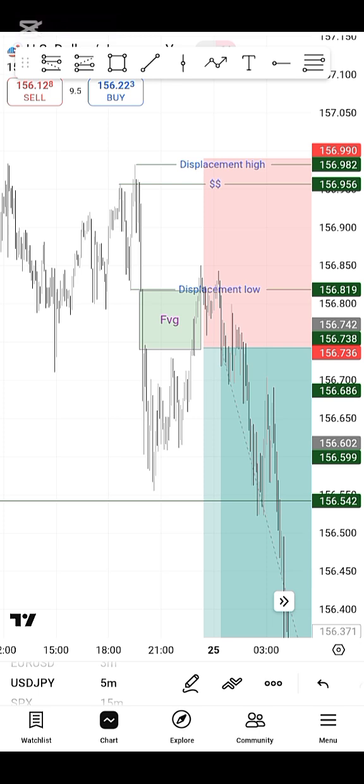For the bullish market, you just have to reverse it, turn it upside down. Understand? Just reverse it. Not the same thing, but reverse it for the bullish side.